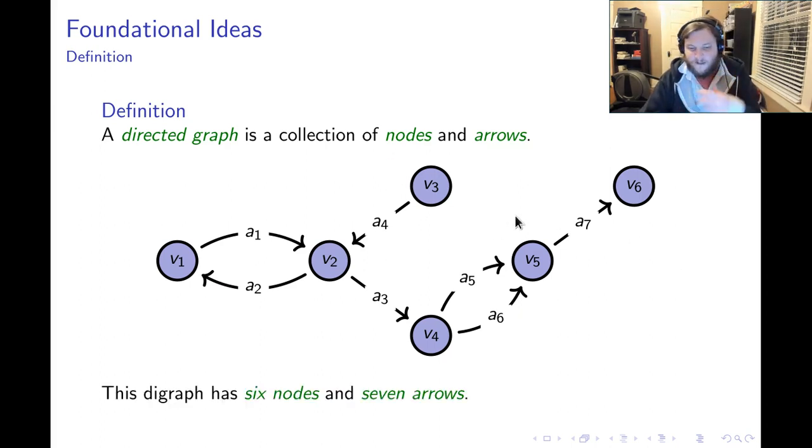And so for example, in this figure, we are looking at a directed graph or a digraph with 6 nodes. If we count the nodes, there are 1, 2, 3, 4, 5, 6. And 7 arrows. If we count the arrows, we see there's 1, 2, 3, 4, 5, 6, 7.